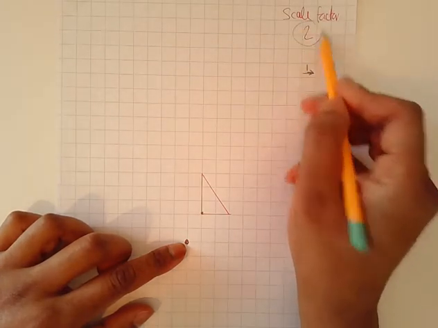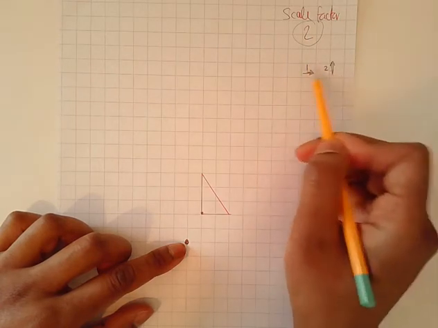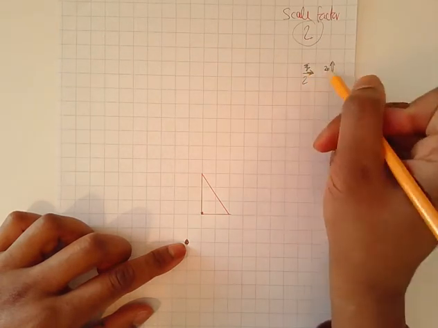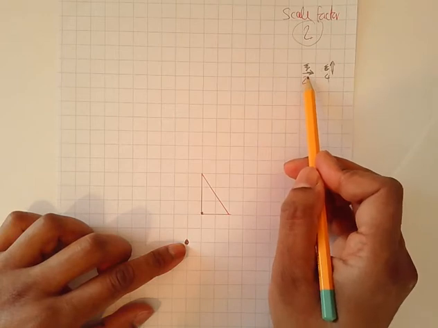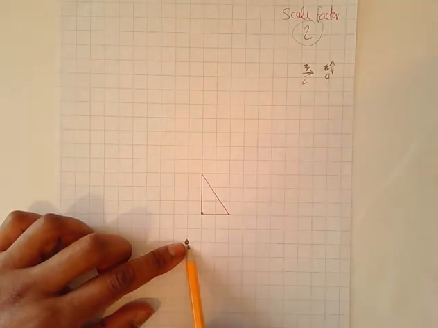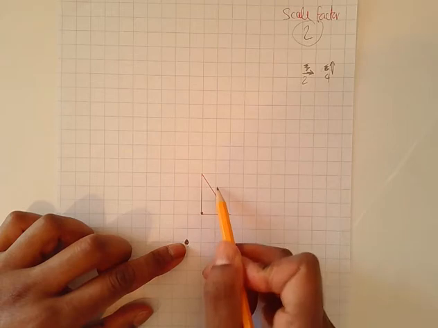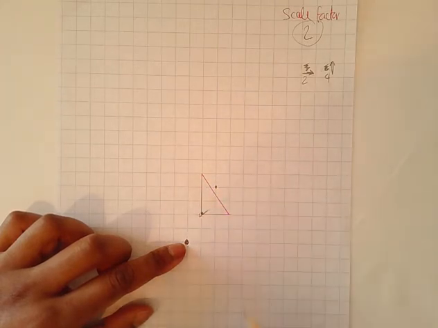But my scale factor is 2. So I'm going to double these numbers. I'm going to times these numbers by the 2. So 1 times 2 is 2. 2 times 2, 4. So that means I'm going to go 2 to the right, 4 up from the center of enlargement. So that's 2 to the right and then 4 up. 1, 2, 3, 4, right there. So that one I've done.